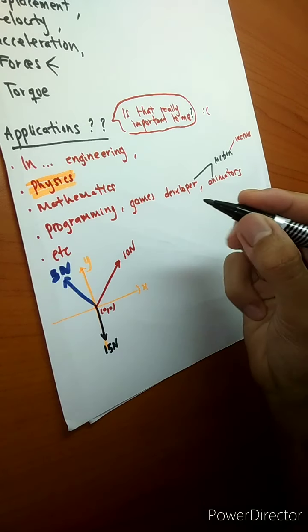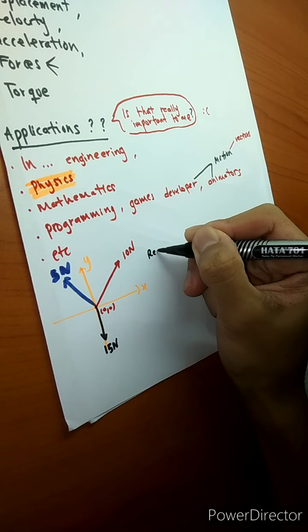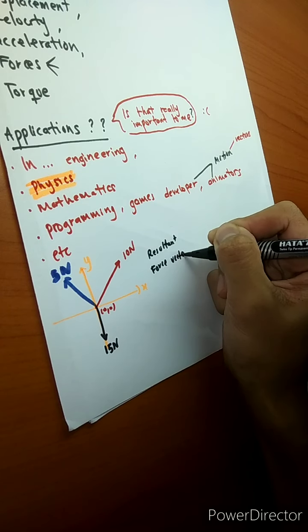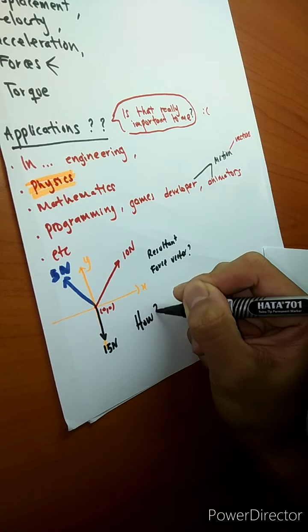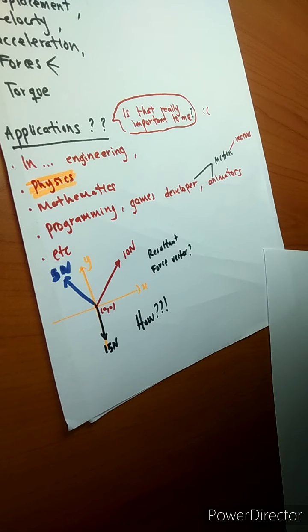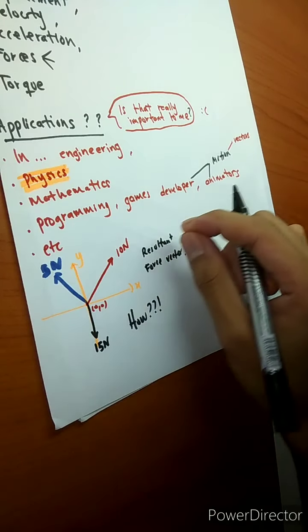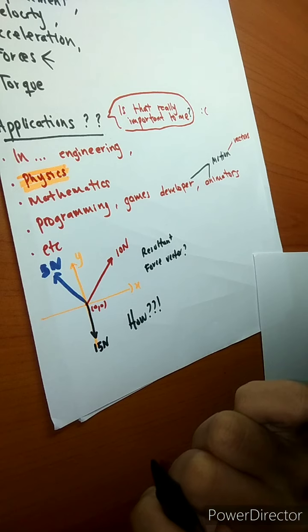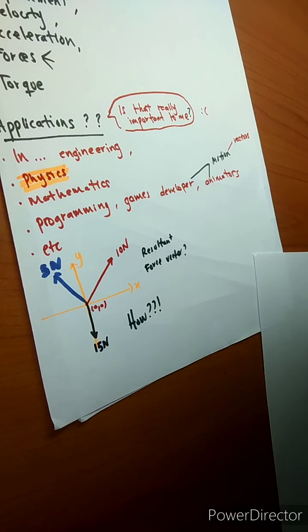My question is, find the resultant force vector. How? This is where vectors come to the rescue. In order to find the resultant force vector, you need to resolve the forces one by one and then add them up, using various methods. We will cover vector addition in a future video, but not in this video, because in this video I'm focusing on the introduction of vectors.